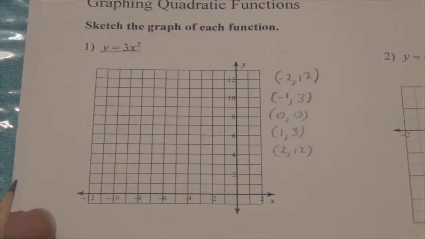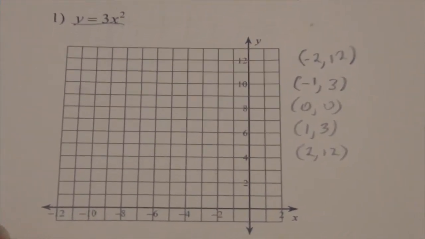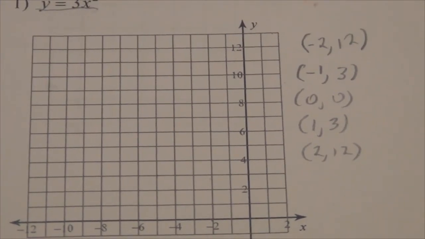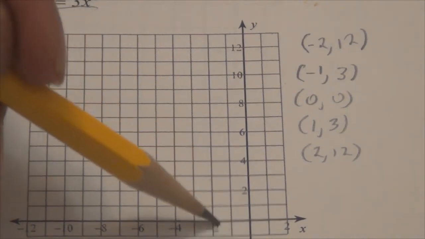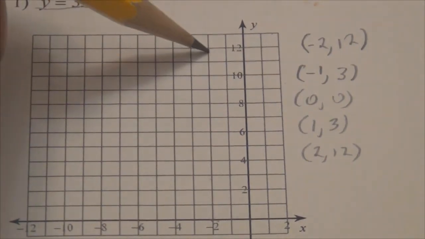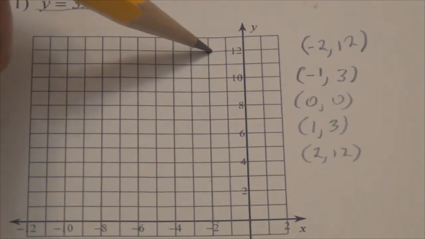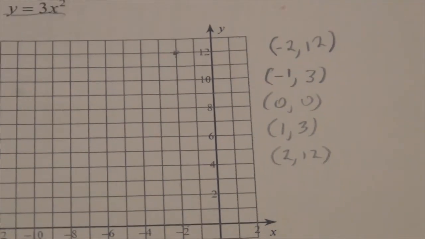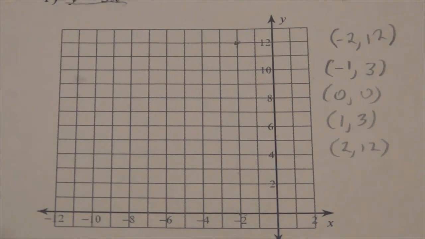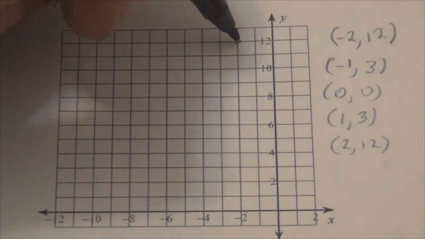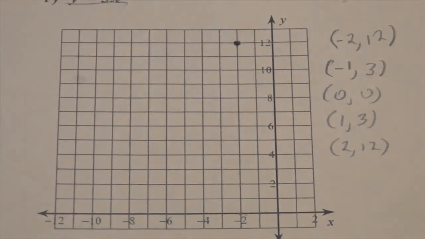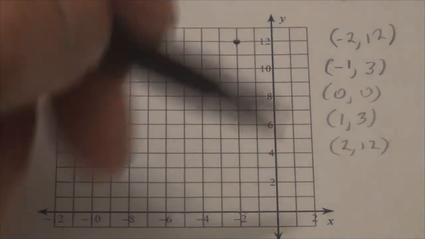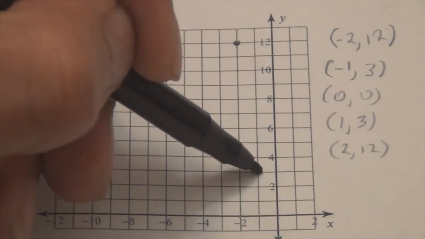Oh, okay, so now that I have this, I'm going to zoom in so I could have a better view of the graph. All right, -2, 12. So I'm going to go all the way to 12, and I put my point in there. Let me see, maybe I should do a different one. Let me make this darker. So 12 right here. Okay, then I'm going to graph -1, 3 right here.